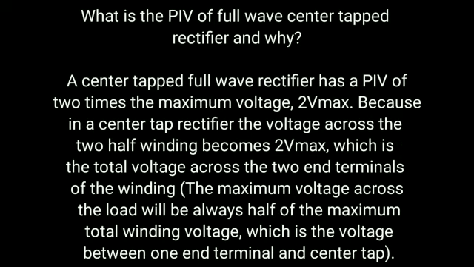Now, next question, what is the PIV of full wave center tapped rectifier and why? A center tapped full wave rectifier has a PIV of 2 times the maximum voltage, 2 Vmax, because in a center tap rectifier the voltage across the two half windings becomes 2 Vmax, which is the total voltage across the two end terminals of the winding. The maximum voltage across the load will be always half of the maximum total winding voltage, which is the voltage between one end terminal and center tap.